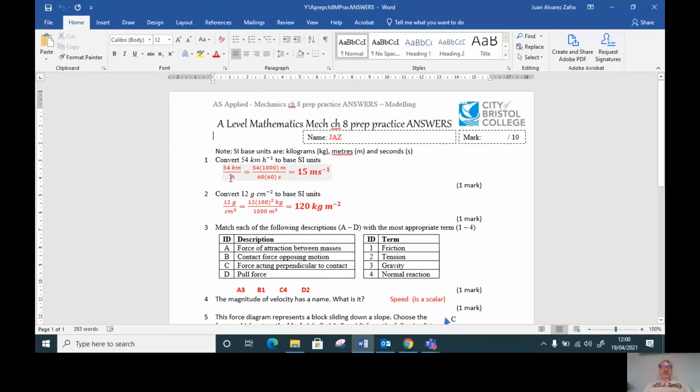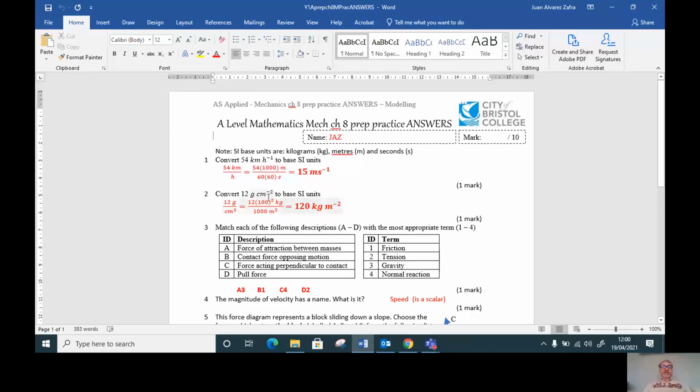And the hours, there are 60 minutes in an hour and 60 seconds in a minute. So there are 3,600 seconds in an hour. So I multiply the hours by 3,600 to get the seconds. And then if I do this calculation, I get that 54 kilometers per hour is 15 meters per second.